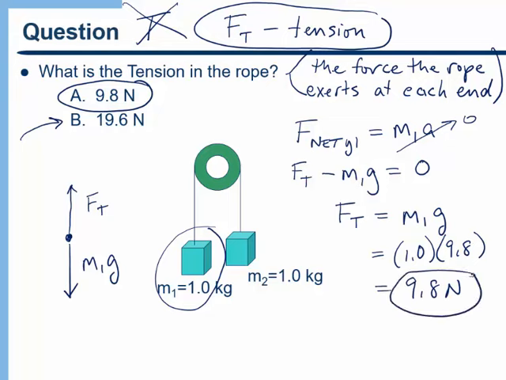Think about the way that the rope is really just transferring that downward force that object 1 is exerting to the upward force on object 2 and vice versa. Okay, so it's not double, it's just 9.8. Again, if you analyze this for object 2, you'll get the same answer. So that's the tension.